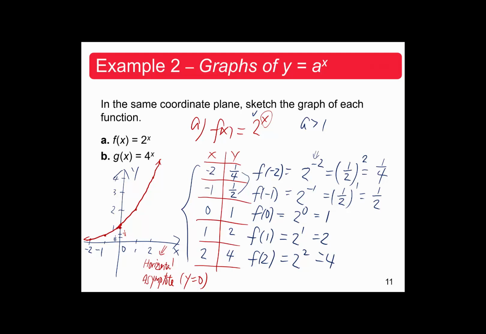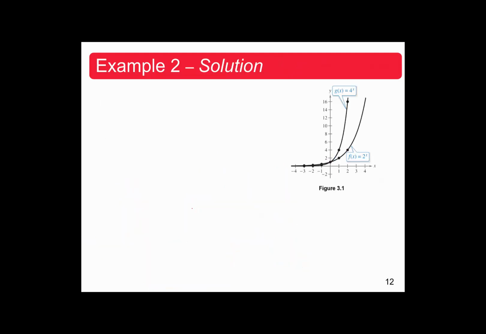Also, look at that, it passes through 0, 1, right? 0, 1 is right here. And from left to right, it's increasing, right? And the next one is g of x equal to 4 to the x. Similarly, we come up with order pairs. Similarly, 5 order pairs, just like the other one. So 0 in the middle, -1, -2, and then 1, 2.